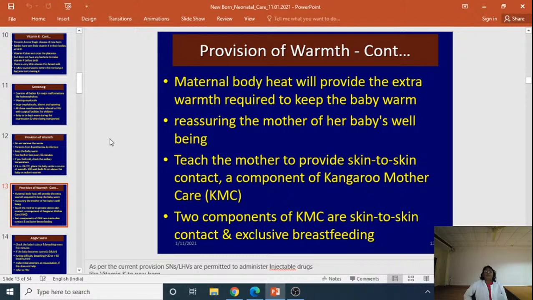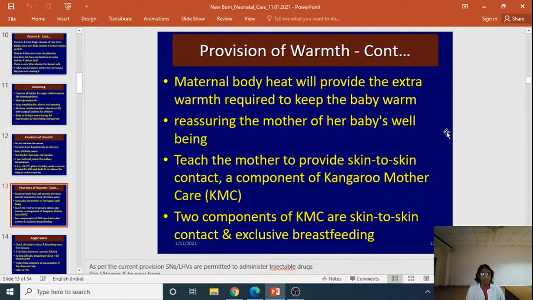Maternal heat will provide extra warmth for the baby. So you have to keep the baby close to the mother. That's why I am telling that maternal body heat will provide extra warmth to the baby. So you have to ensure that the mother keeps the baby closer to her. You have to reassure the mother that the baby will be kept warm if she puts the baby close to her. And you have to teach skin to skin contact.